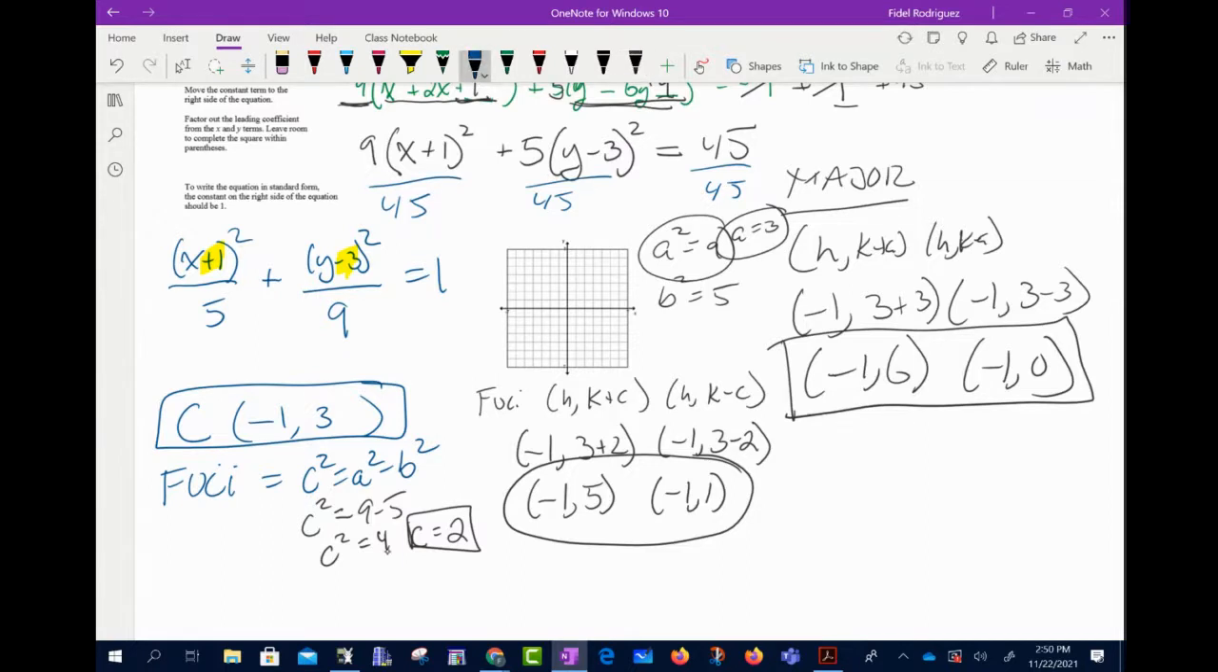Now we want to do the same thing for the minor. Yeah, I know it got a little messy there, didn't it? Yeah, sorry about that. There we go.